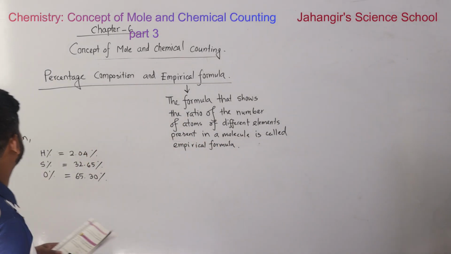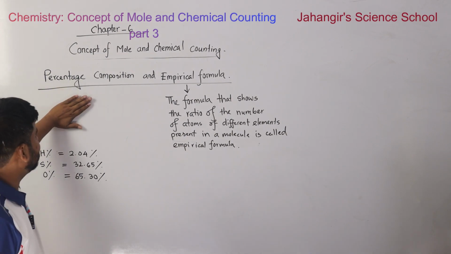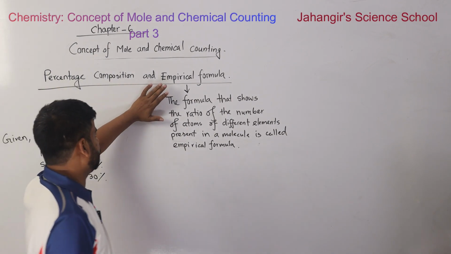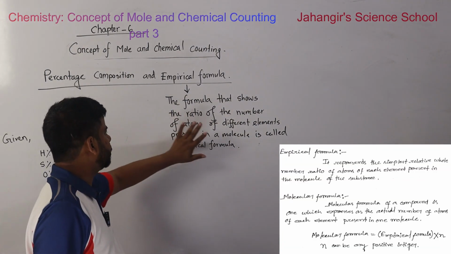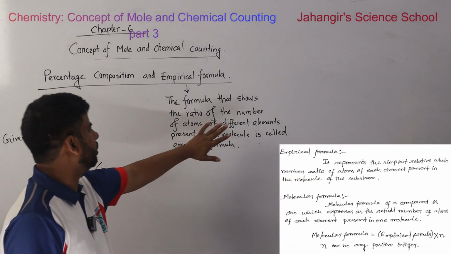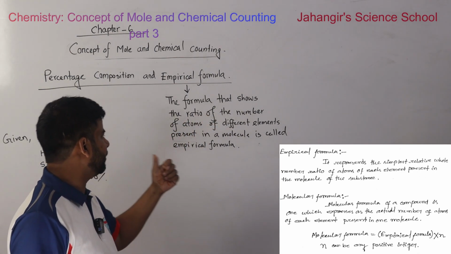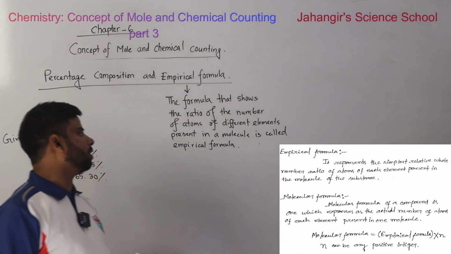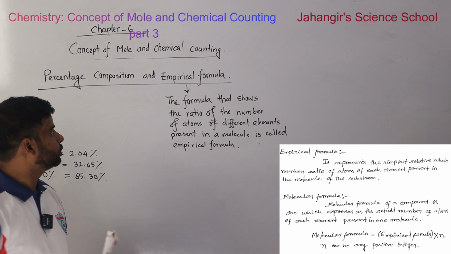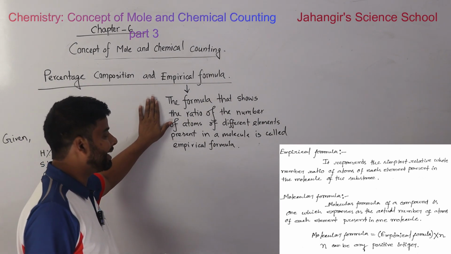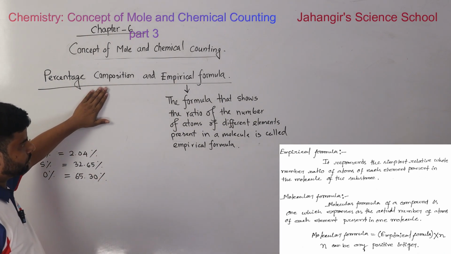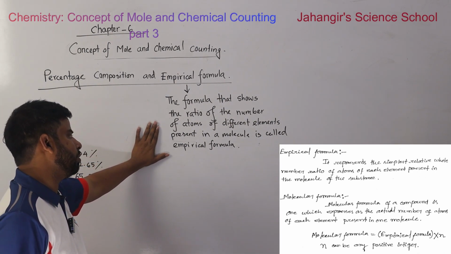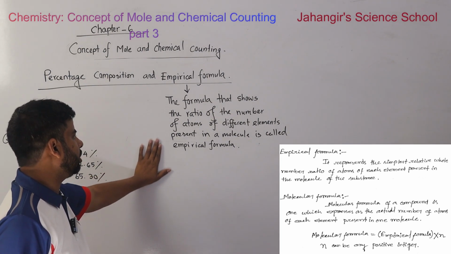Now we'll discuss percentage composition and empirical formula. What is the empirical formula? The formula that shows the smallest ratio of the number of atoms of different elements present in a molecule is called the empirical formula.